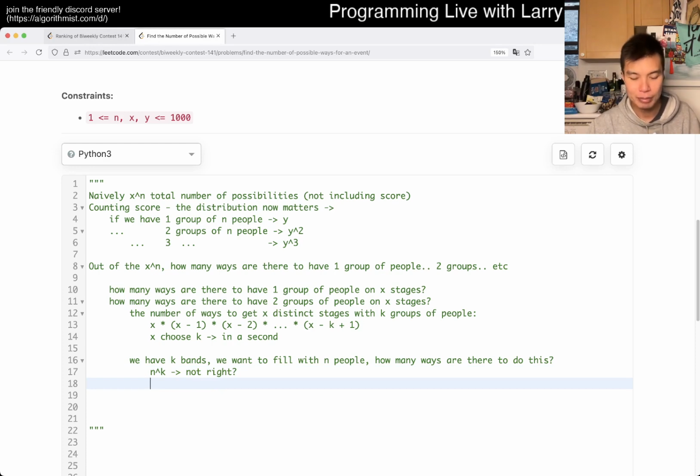Because now it is just equal to the number of ways that n people can go to k bands, minus, you know, something like k minus 1, but yeah, right, something like this, right? Or k times n to k minus 1, right?